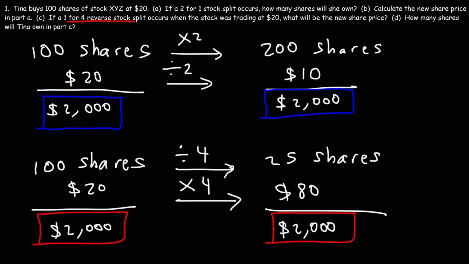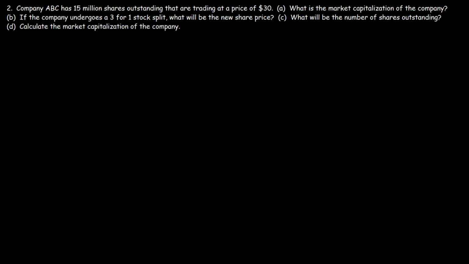But in a forward stock split, the number of shares increases while the price decreases. In a reverse stock split, we can see the opposite is true. The number of shares decreases, but the price increases proportionally. Now let's work on another similar problem, but from a company's perspective as opposed to an individual investor's perspective.